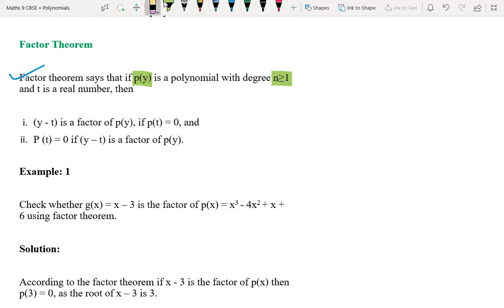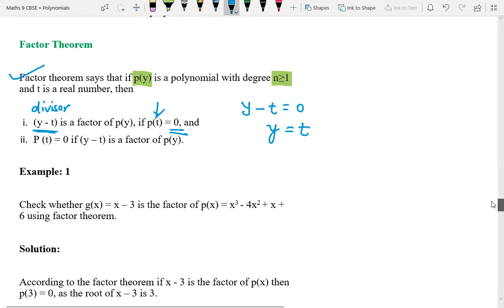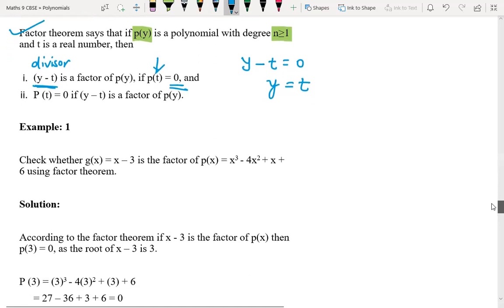Here, see what they are saying. Once again, I'm telling you, I am not feeling you are confident. See, y minus t is a factor. It means this is the divisor, okay? So divisor is equal to 0 you make. It means you'll get y is equal to t. So then you are putting here t only, no? Then you are getting 0. Understood? All right. If you're putting the value over there, it should come 0. Then only we can say this is a factor. p(t) is equal to 0, then this is a factor of p(y).